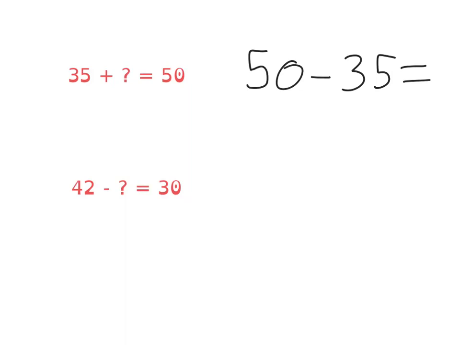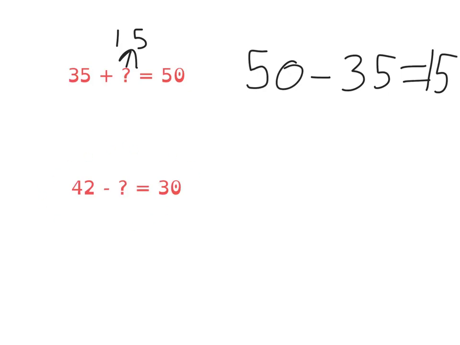For just now, I have calculated it in my head. I've counted back in 5s, and I have got the answer 15. 35 add 15 equals 50. And I can double check it. I know that 35 add 5 makes 40 and 40 add 10 makes 50. So I know that this one is correct.